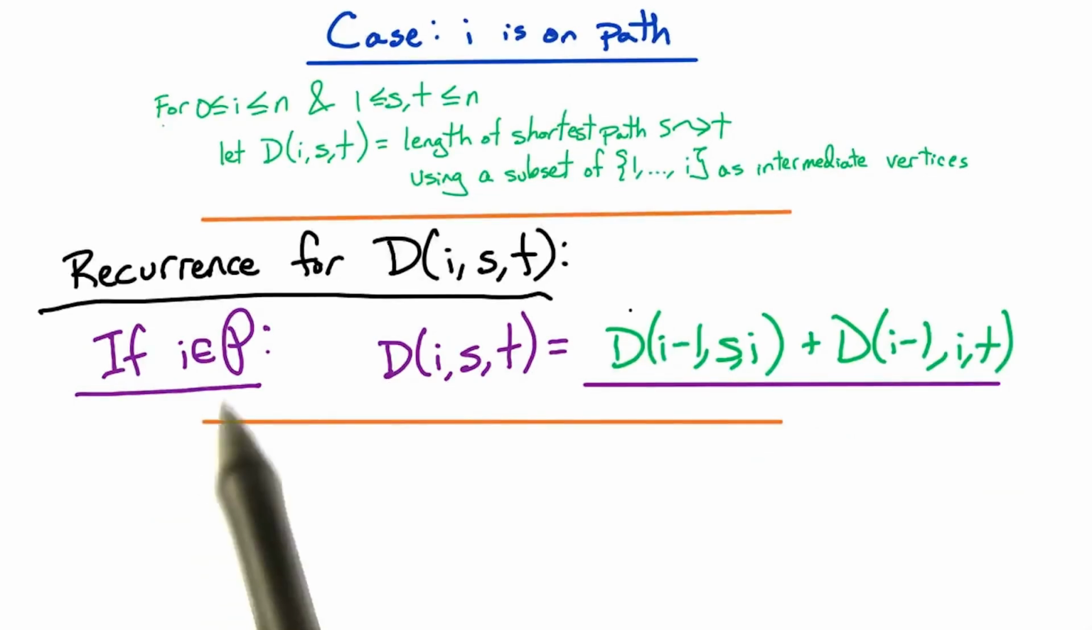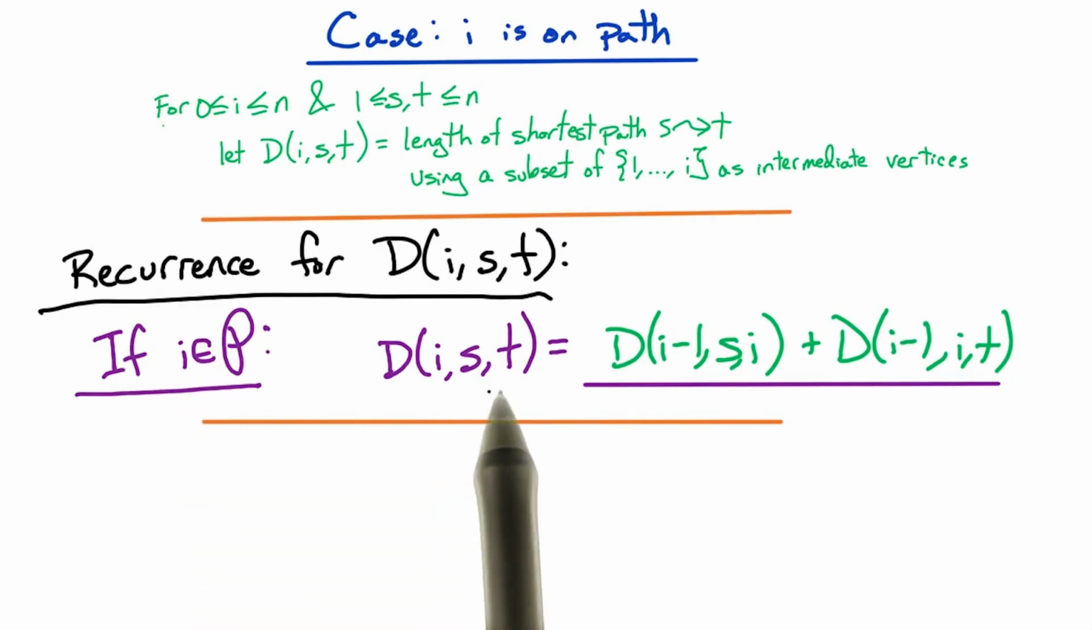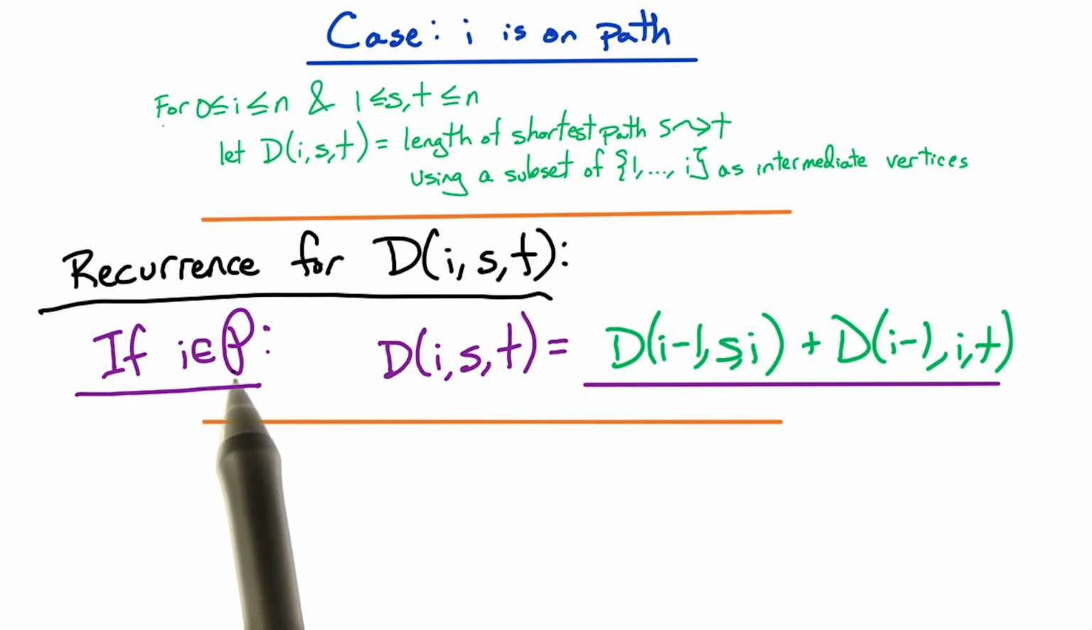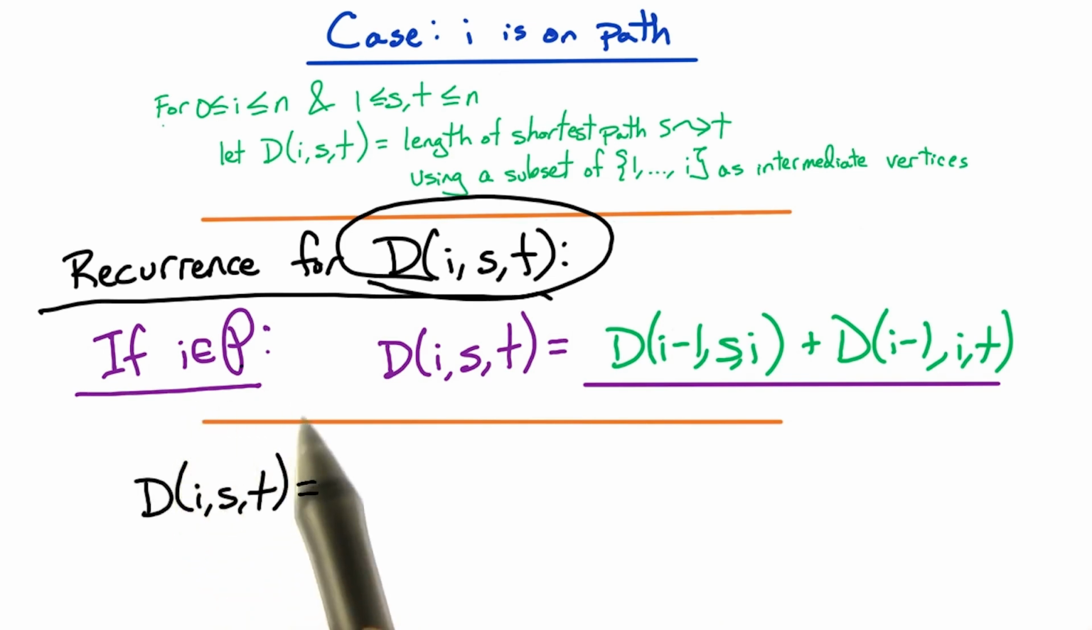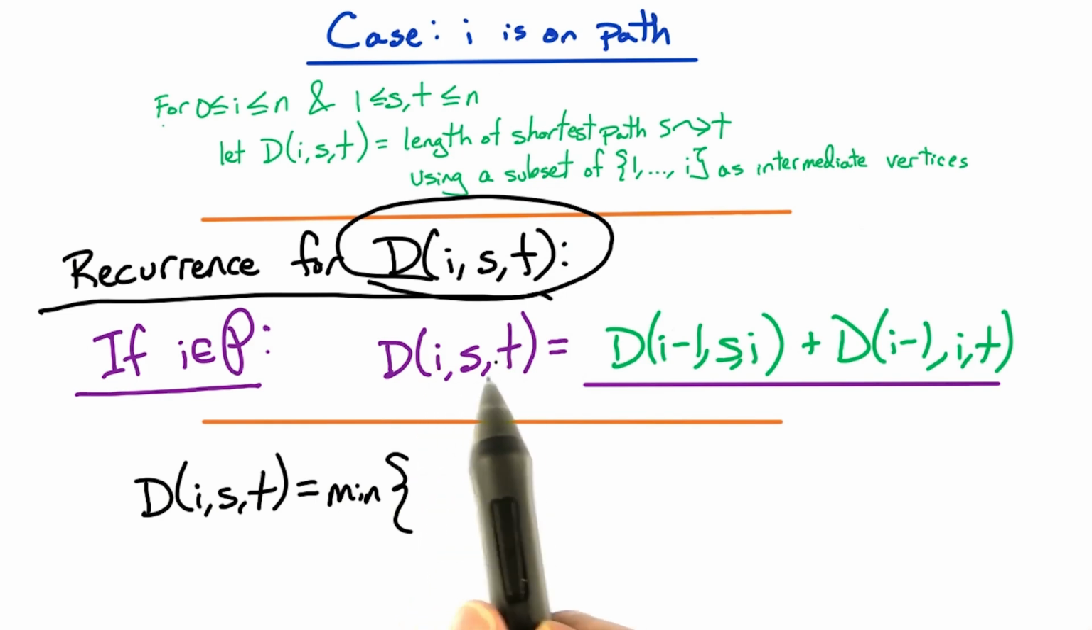So we've handled the case where i is on the path. We've written the recurrence for d of i s t. And we've handled the case where i is not on the path on the previous slide. So let's go ahead and summarize the recurrence for d of i s t. We have 2 scenarios. i is on the path or it's not on the path. We're going to take the best of those 2, so we're going to take the min because we're trying to find the shortest path. When i is not on the path, recall, it's just d of i minus 1 s t.